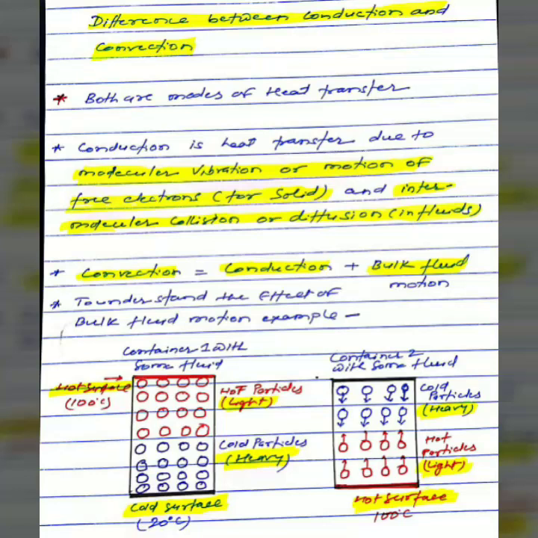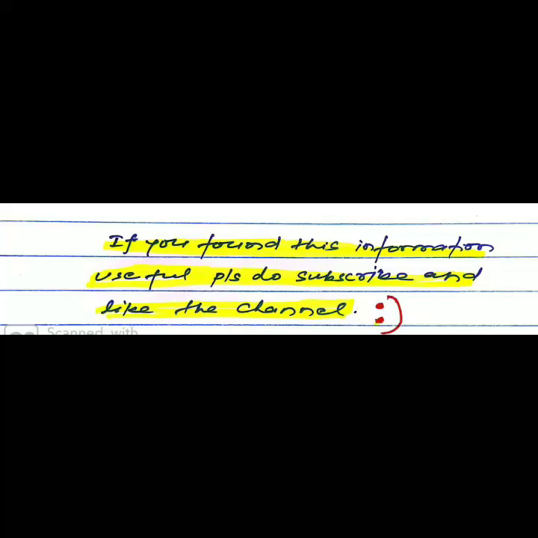At the same time, the hotter particles which are lighter in weight will move upward. So obviously there will be some fluid motion which will be visible by the naked eye. This motion is called macroscopic motion. So here in container 2, the mode of heat transfer involves macroscopic fluid motion. So the mode of heat transfer will be convection. Whereas in case of the first container, in which no fluid motion is there, the mode of heat transfer is conduction.